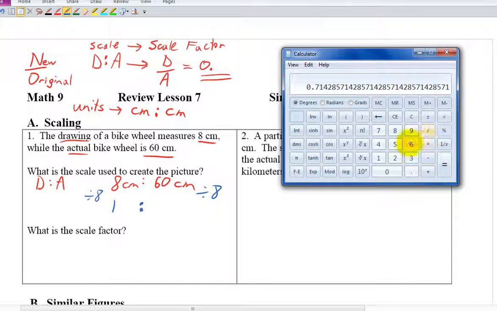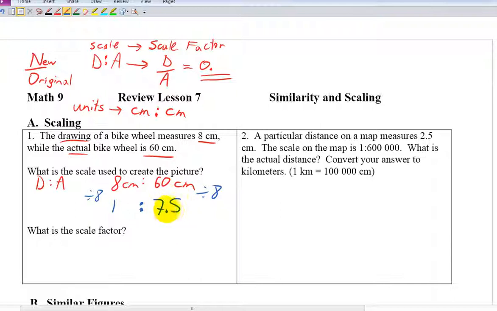Pulling out the calculator. Is that right? I think so, isn't it? 7.5. Did we like that? No, we usually try to get rid of the decimals. Now, if you see that as an answer, that's it. But what could you do to get rid of your decimal? Times it by 2 because your denominator is 2. So your scale will be 2 to 15.